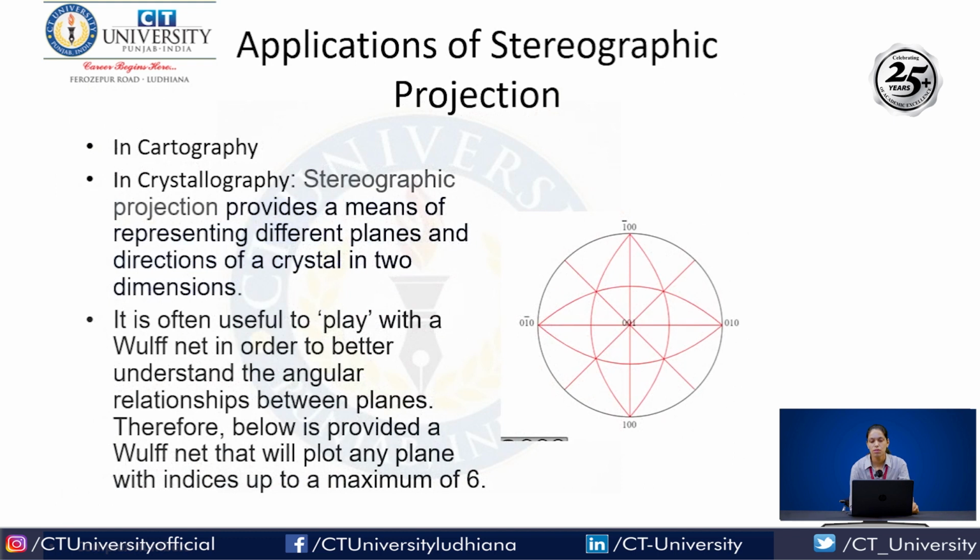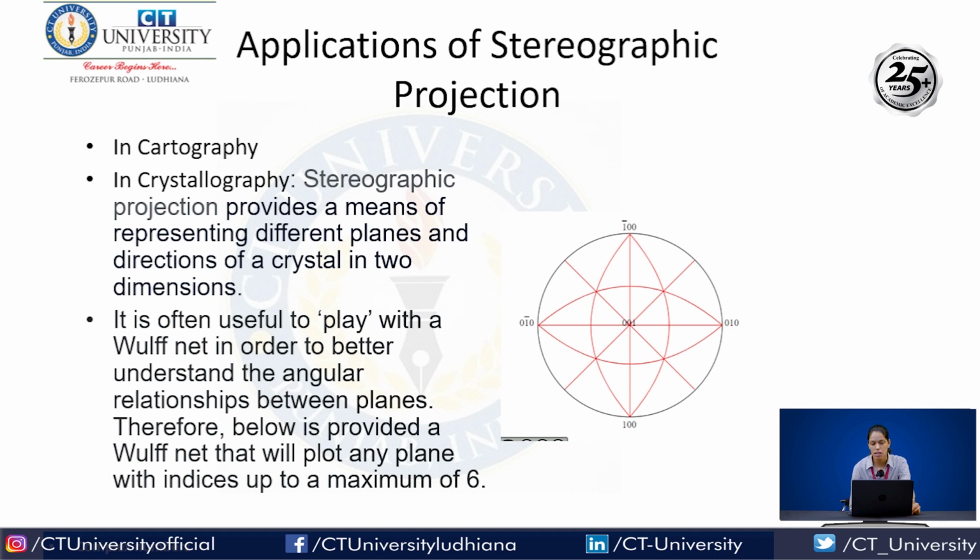Now the applications of the stereographic projection, where the stereographic projection is used. First is cartography. Cartography is a form of drawing, like architects make drawings, and the design of a building can also be made by it. Stereographic projection is used in cartography where, for example, if we want to build a building, then we have to see the edges of the building. So these will be projected by the stereographic projection. So it is used in cartography.